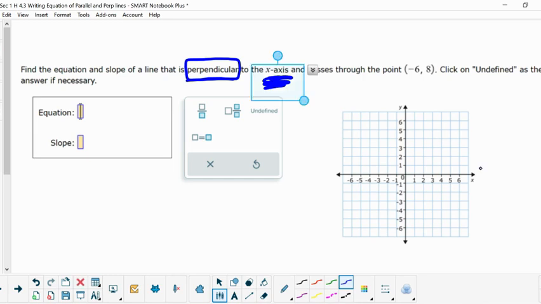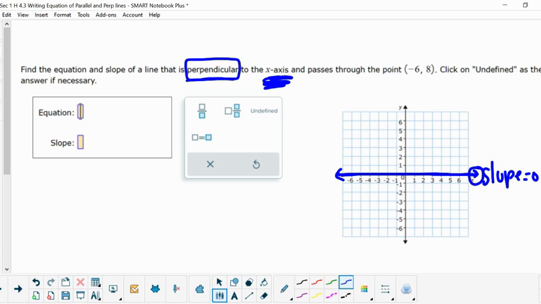So here's our x-axis, because it's a horizontal line, right? Will you make that stand out somehow on your paper? The x-axis, it's a horizontal line. What is the slope of all horizontal lines? 0. Okay, the slope of all horizontal lines is 0.